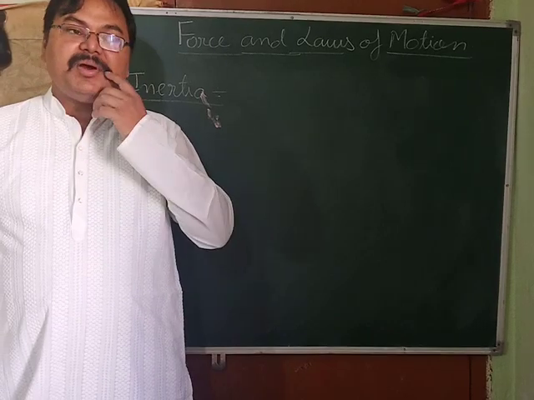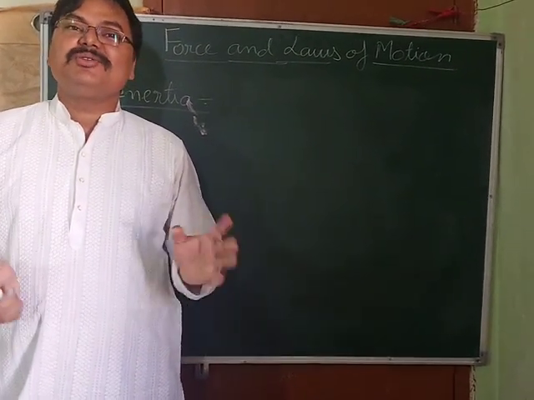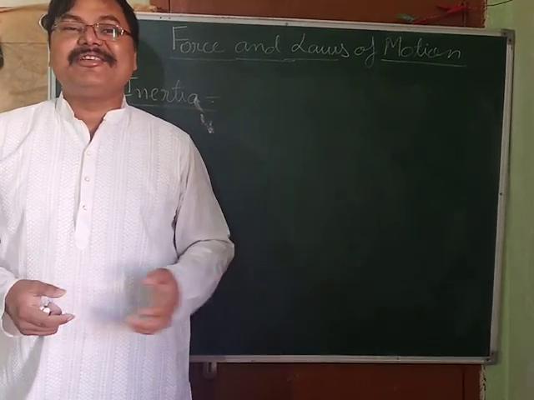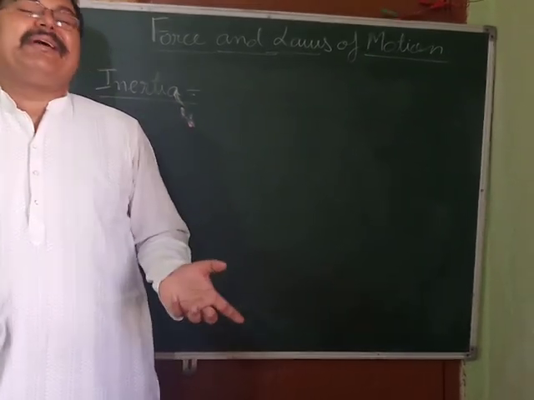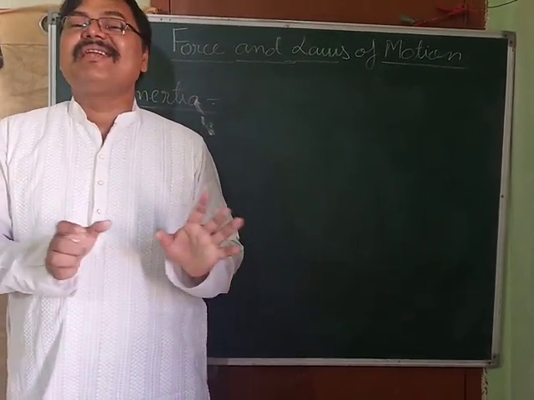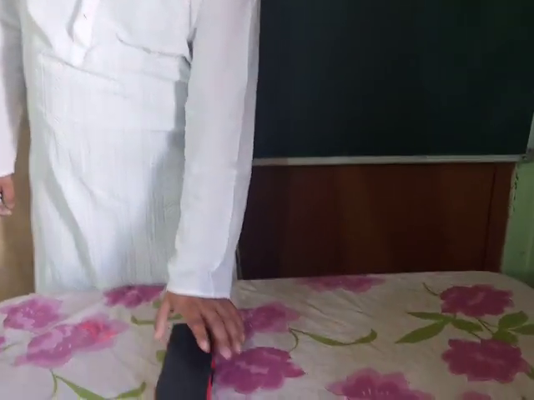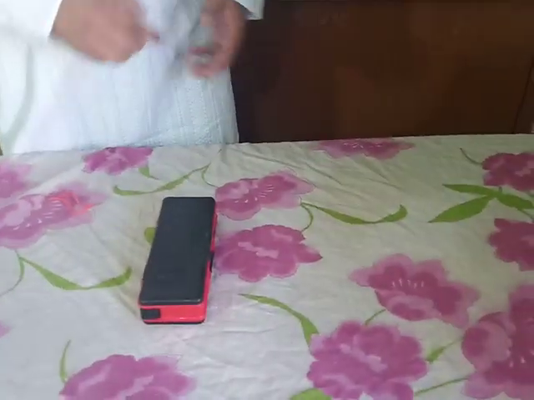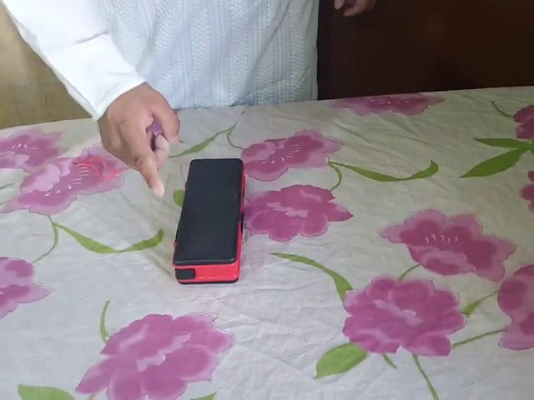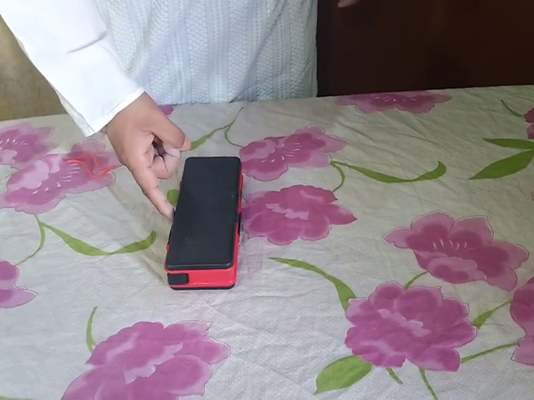Now a body that is moving in a particular direction tries to move in the same direction, unless you force it to change its direction, because it doesn't like to change at all. So in simple words, we can say it doesn't like the change. See here, this is the pencil box. I'm going to apply some force. I'm applying some force. Still it is not moving.